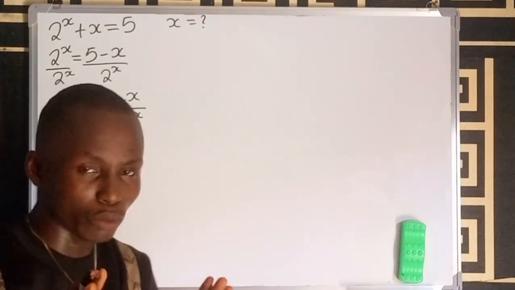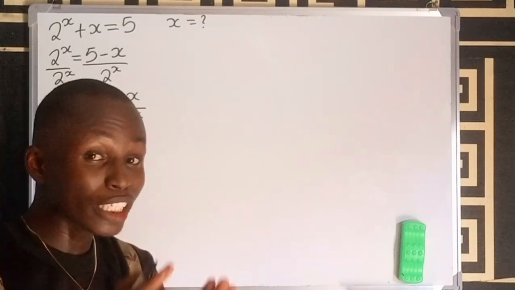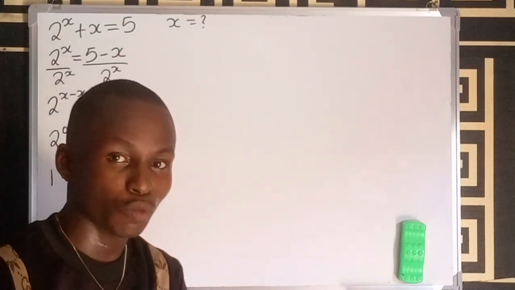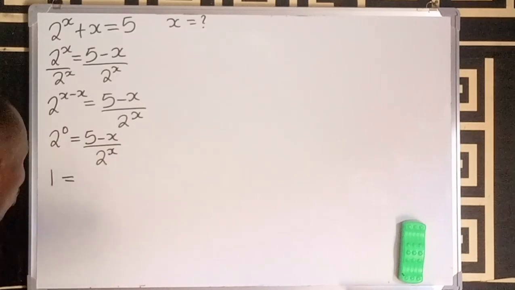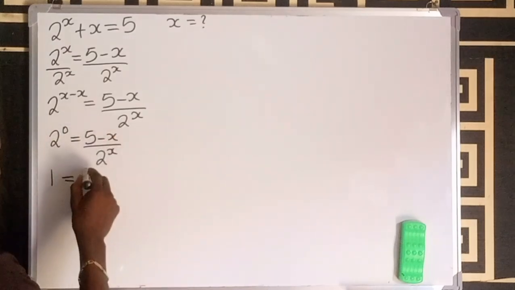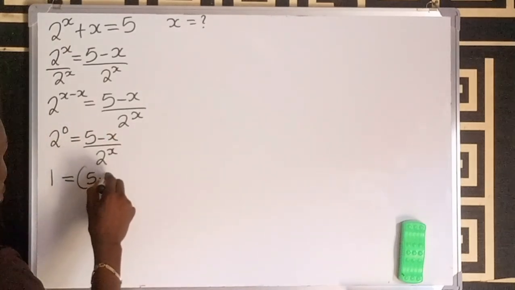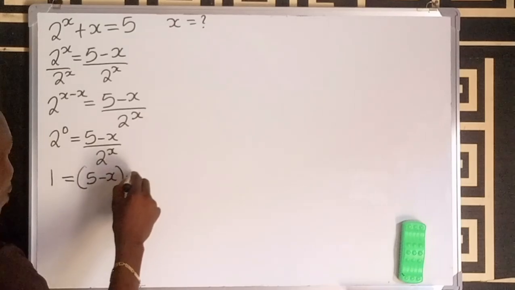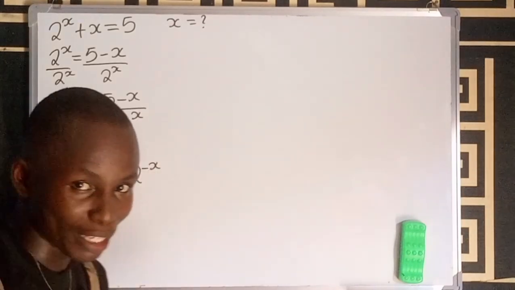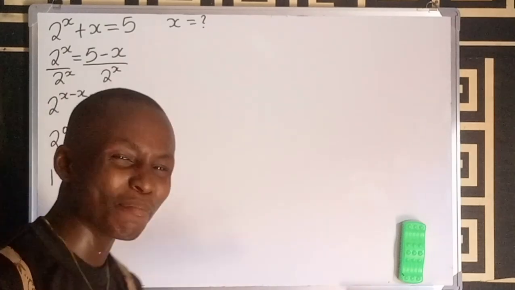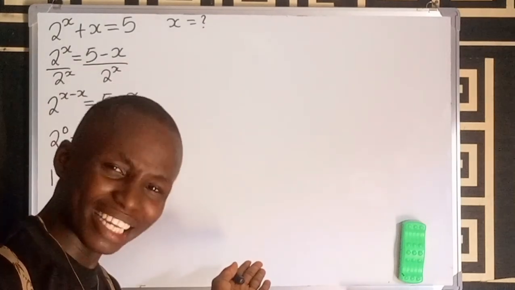Now look at the amazing thing we are going to do here. All these things we are doing, we are obeying the properties of what? Indices. Do you know that we are not wrong if we decide to write all this as (5 minus x) multiplied by 2 to the power of minus x, by obeying the properties of indices? This is amazing.